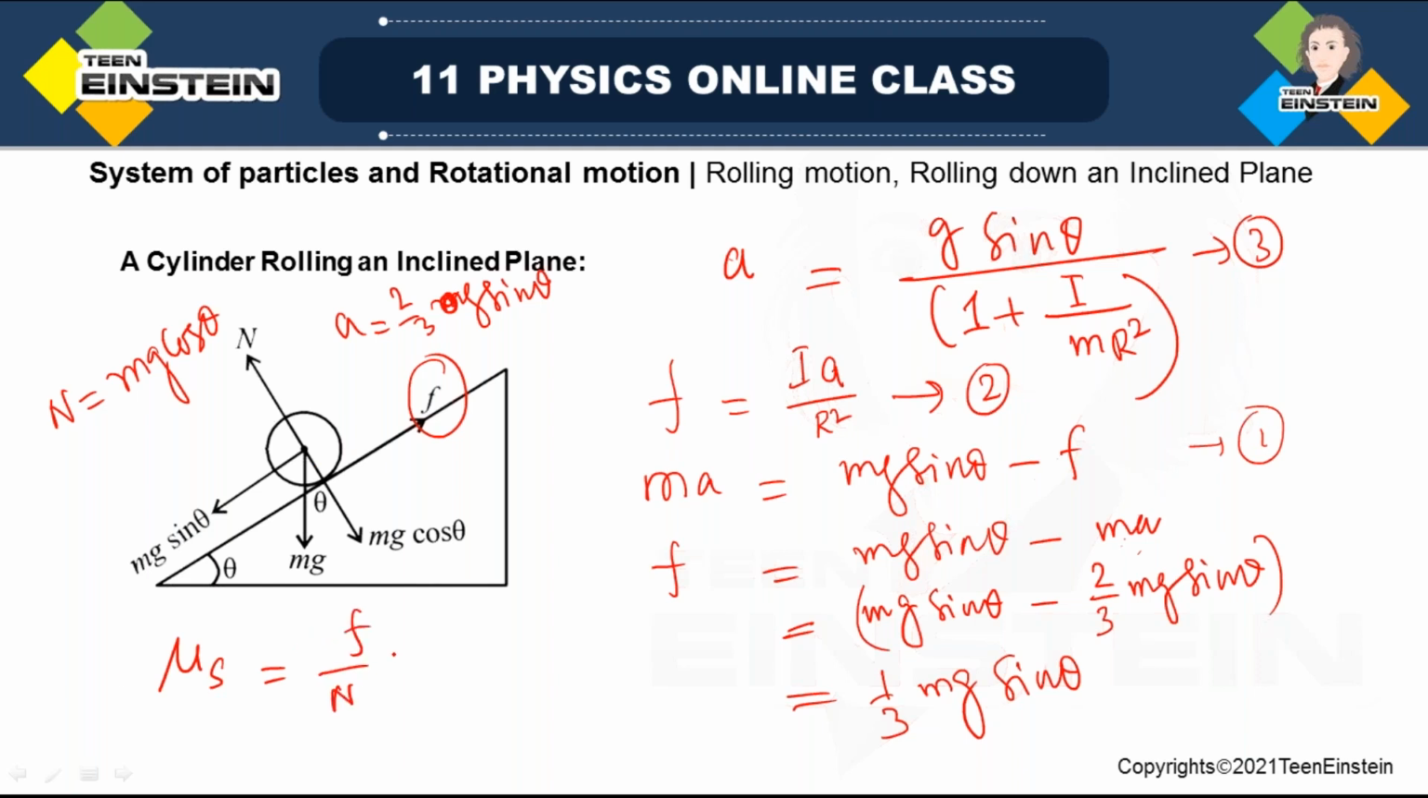So you know this is f by n. So what is f? F is 1/3 mg sine theta, and this you know mg cos theta. So this goes off, so you get 1/3 tan theta. Okay, so this is the minimum value of coefficient of static friction you should have for the inclined plane to have rolling motion without slipping.